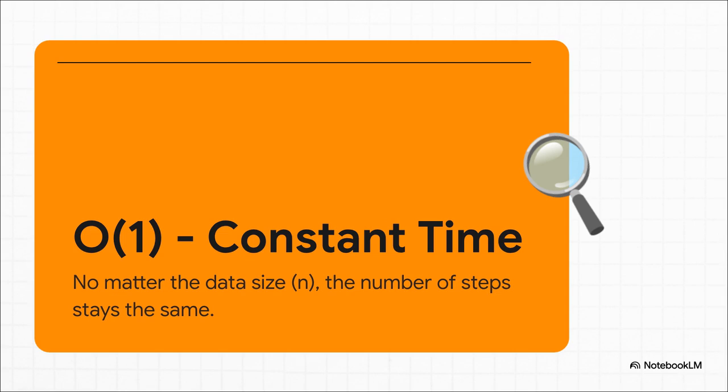Now, the 1 doesn't literally mean 1 step. It just means the number of steps is constant. It never changes. Whether n is 10, a million, or a trillion, it's always those same 3 steps. This, my friends, is the holy grail. It's the gold standard for efficiency.